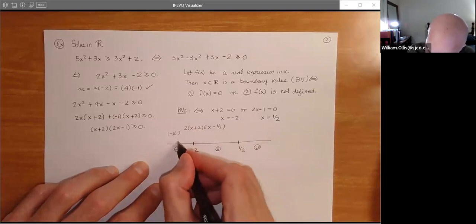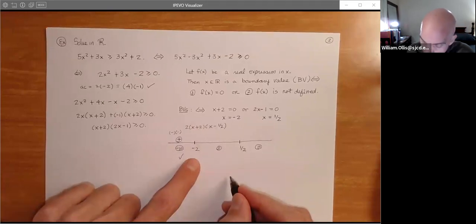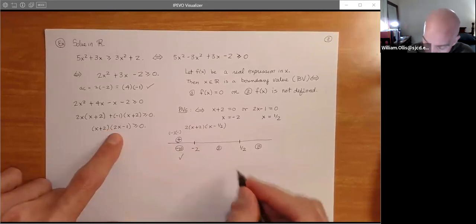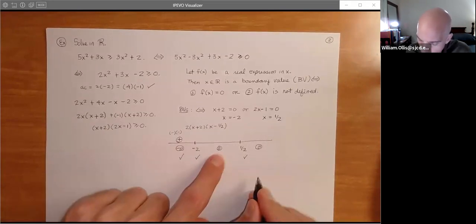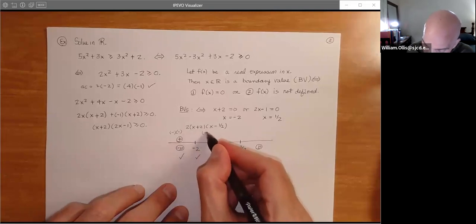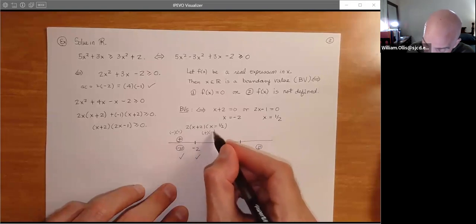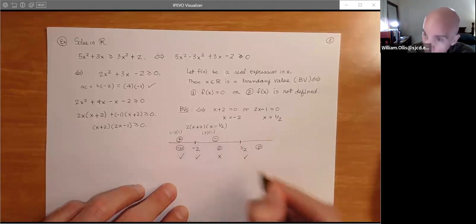Negative times a negative, positive. Of course, you expected that. That gets a check. Now, of course, -2 makes the expression 0, so that gets a check. So is 1/2. But now, of course, when you replace 0 here, the expression is positive. But when you replace 0 here, the expression is negative. Positive times the negative is negative, or less than 0, so that doesn't work.